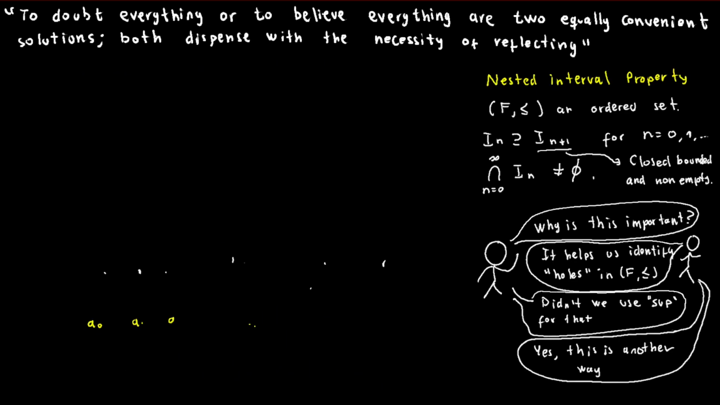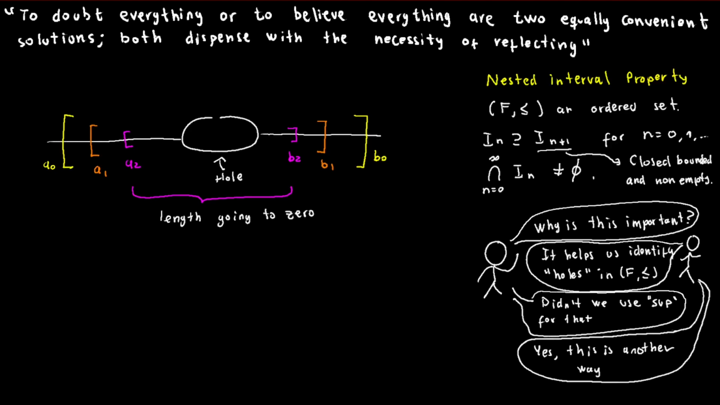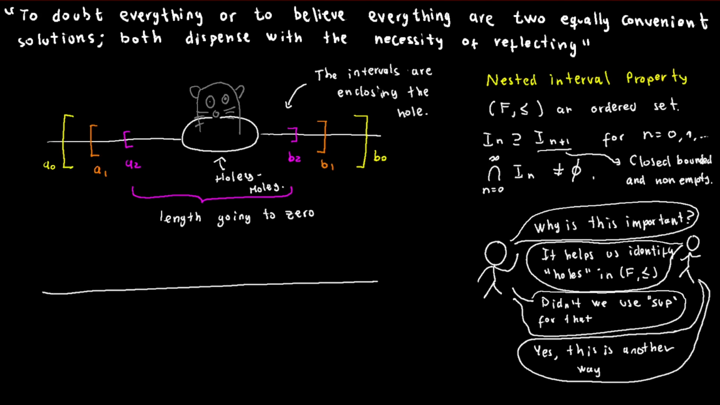Imagine we have a chain of nested intervals with lengths that tend to 0, where each interval encloses the hole. In this case, since the hole isn't actually part of the set, the intersection of these nested intervals would be empty. It's like playing a game of spot the hole, but instead of looking for something missing, you are identifying its surroundings. Let's get down to business and construct some nested intervals, shall we?